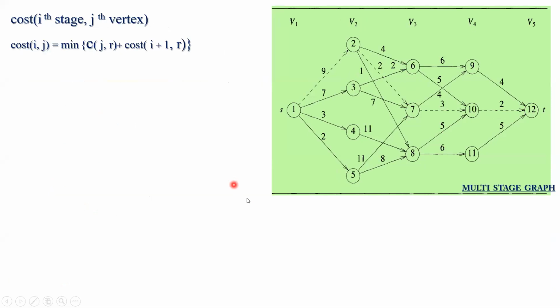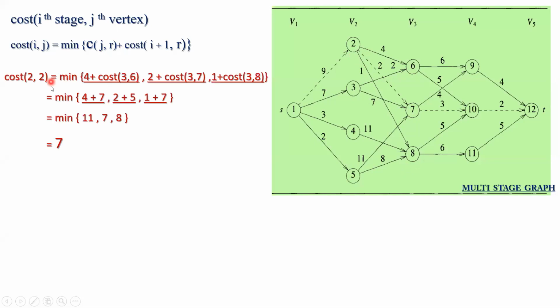That is stage 2. How many nodes are there? 2, 3, 4, 5. All these nodes. Okay. From vertex 2, how many options are there? 2 to 6, 2 to 7, 2 to 8. All these options I have to consider now. So which is minimum among these, along with the cost from 2 to 6 plus cost of 6, 2 to 7 plus cost of 7, 2 to 8 plus cost of 8, like that.